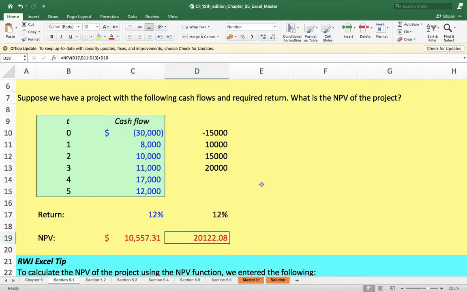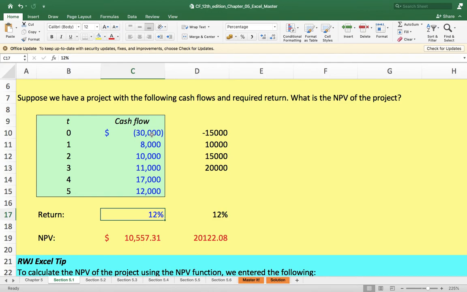Alright, let us take another example. Here is another example given. Initial investment is minus 30,000. You get cash inflows from year 1 to 5. The life of the project is 5 years. So year 1 is 8,000, year 2 is 10,000, year 3 is 11,000, fourth year is 17,000, and fifth year is 12,000. Cost of capital is 12%. What is the net present value?